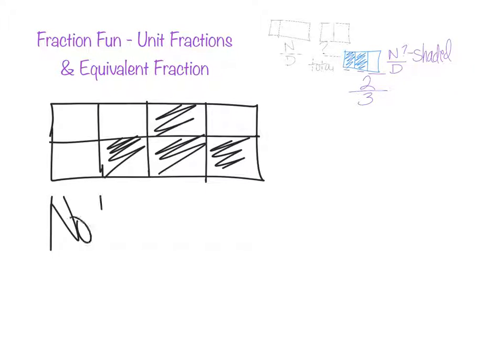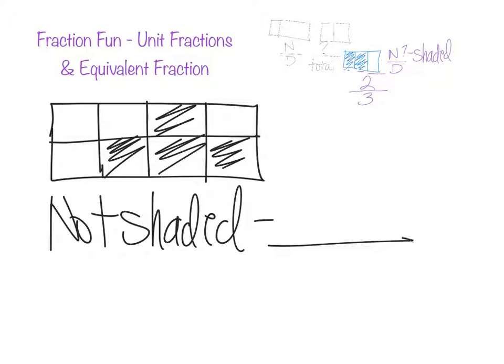And here I would like not shaded. What is the fraction that is not shaded? What do you start with first? You're going to start with the denominator, which is the total. So the denominator here, total number of pieces, 8. Then how many are shaded? 1, 2, 3, 4. So it's 4/8.